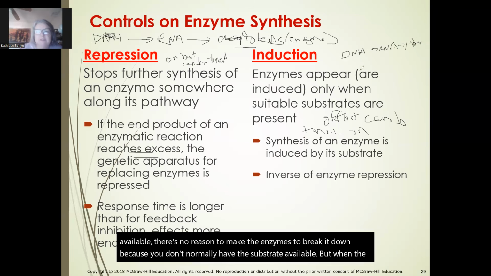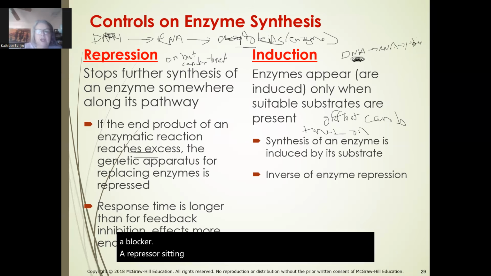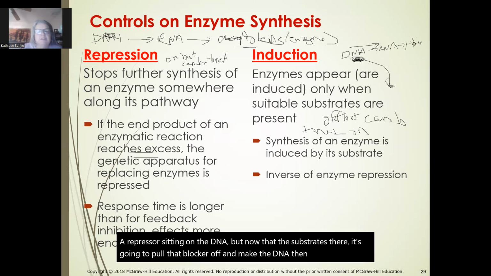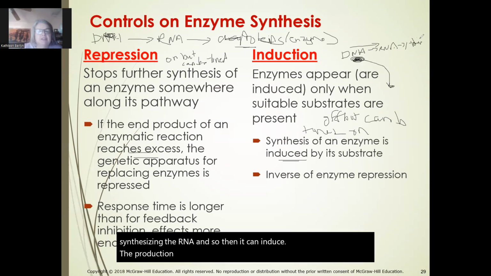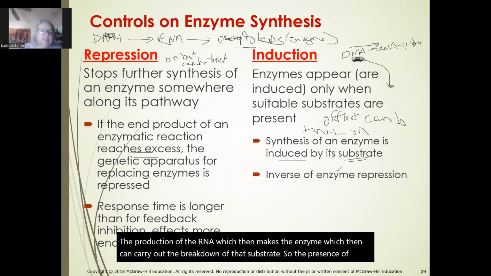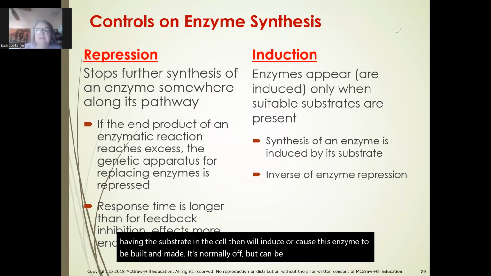But when the substrate becomes available, normally in induction there's a blocker, a repressor, sitting on the DNA. Now that the substrate is there, it's going to pull that blocker off and make the DNA available to start synthesizing the RNA. And so it can induce the production of the RNA, which then makes the enzyme, which then can carry out the breakdown of that substrate. So the presence of the substrate in the cell will induce or cause this enzyme to be built and made. It's normally off, but can be turned on. And these are kind of opposites of each other. Again, we'll talk more about that in the molecular chapter, but it's really important that you get a grasp on it in this chapter.